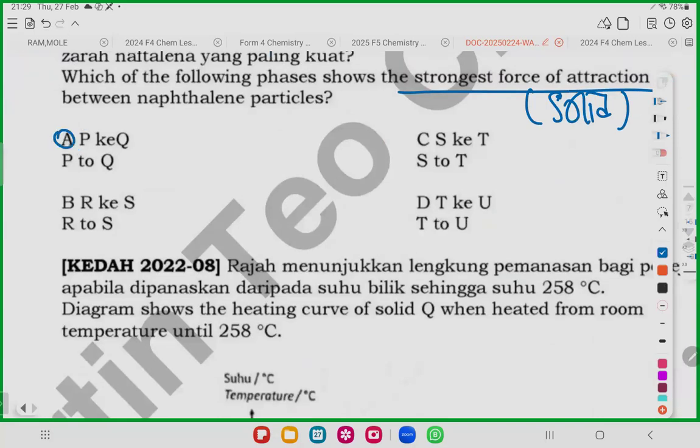So is this question hard? Not really. But this question is not so straightforward, right? They purposely set a trap. They don't tell you they want solid. They give you a hint.